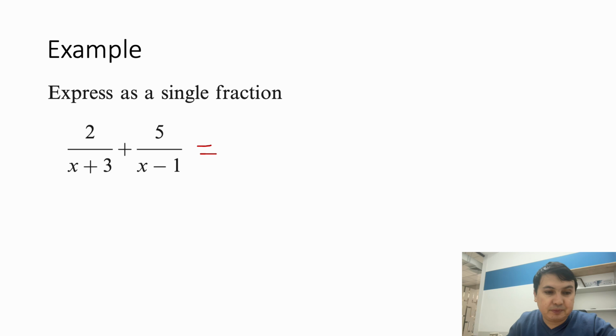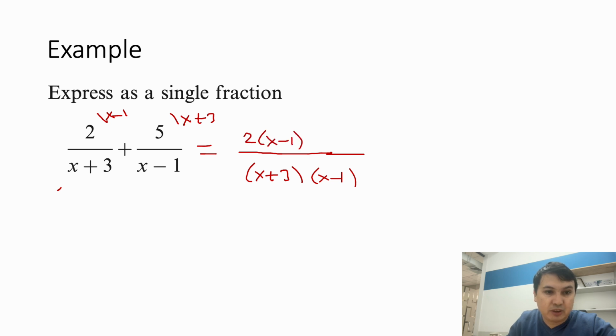What next? Here my common denominator is (x plus 3)(x minus 1). I need to multiply the first one by x minus 1, and the second one by x plus 3. So what do we get? Here we get (x plus 3)(x minus 1) as the common denominator. In the first expression, 2 times (x minus 1), plus, here, 5 times (x plus 3).